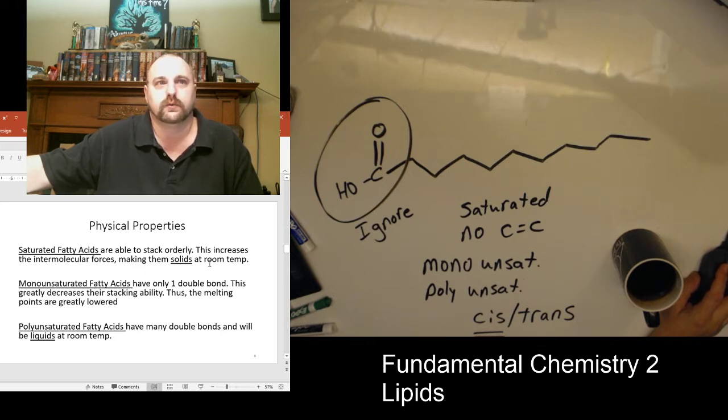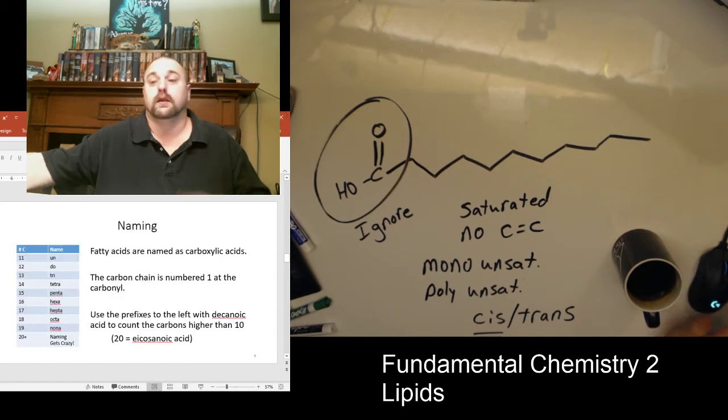So saturated will be solids, mono will be someplace in the middle. They're not really liquids, but they're real easy to spread. Think of Country Crock or something like that. And then polyunsaturated will be liquids.